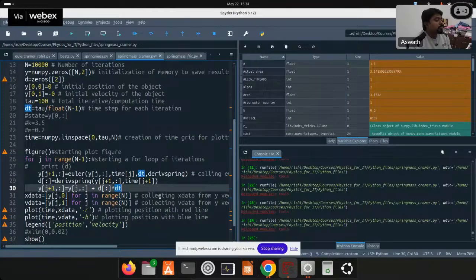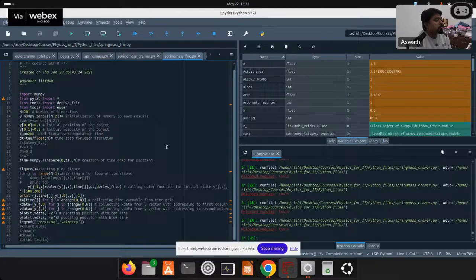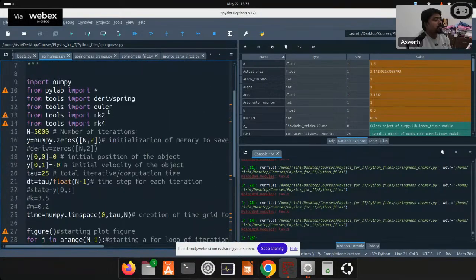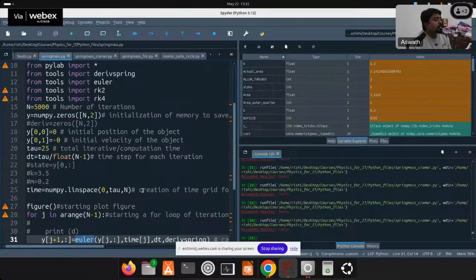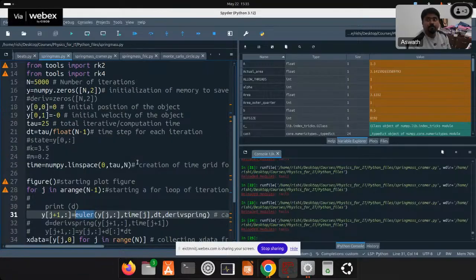You can also use, instead of Euler, the RK2 method. Let me save this. So derive spring. You can use RK4 method or RK2 method or any method if you want, and then you can find the exact solutions. Instead of Euler, I have written a code like that. I can just simply replace it with RK2, RK4 or any of these methods.